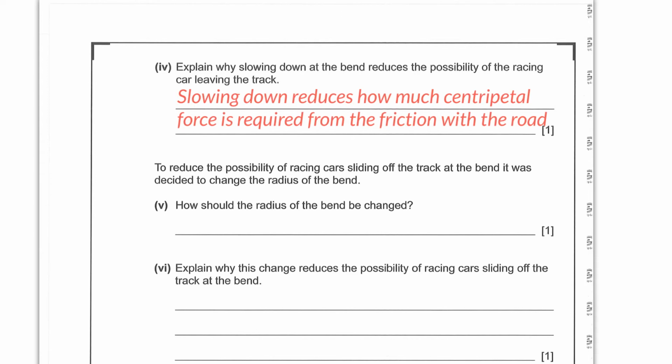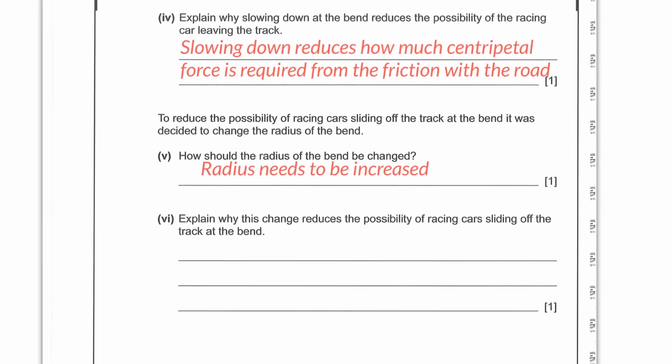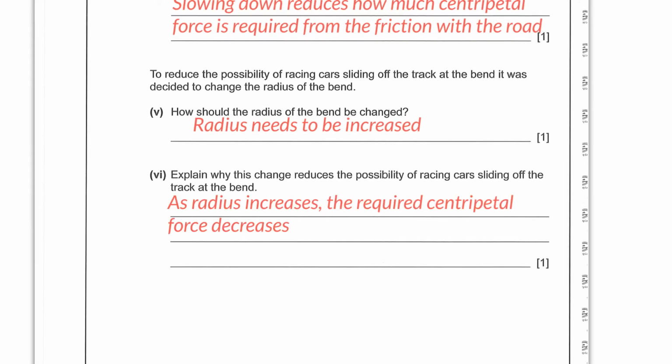In this case, turning a more gentle curve would give you less pull on the car. So you would need less centripetal force if it was a more gentle curve, and that would be a curve with a bigger radius. So it needs to increase. And then the next part's just an explanation of that. So increasing the radius causes the required centripetal force to decrease. And that is that.